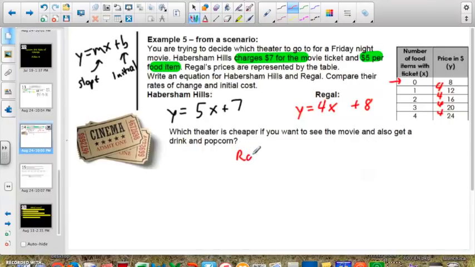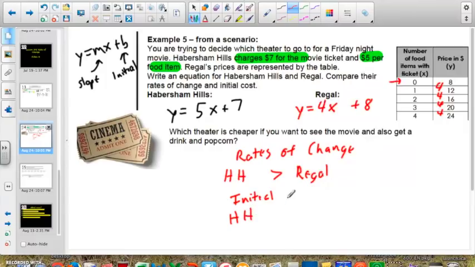So as far as rates of change go, that's going to be how much it costs for each food item. And we're going to see that Habersham Hills is going to have a greater rate of change than Regal. That means they're charging more per food item than Regal is. If we're looking at our initial cost, that's going to be just the price of the ticket. In this case, Habersham Hills only charged $7 for the movie, whereas Regal charged $8. So Habersham Hills is going to be less than Regal.